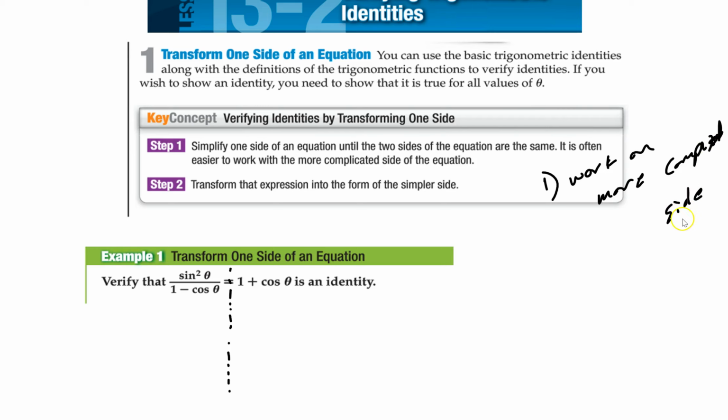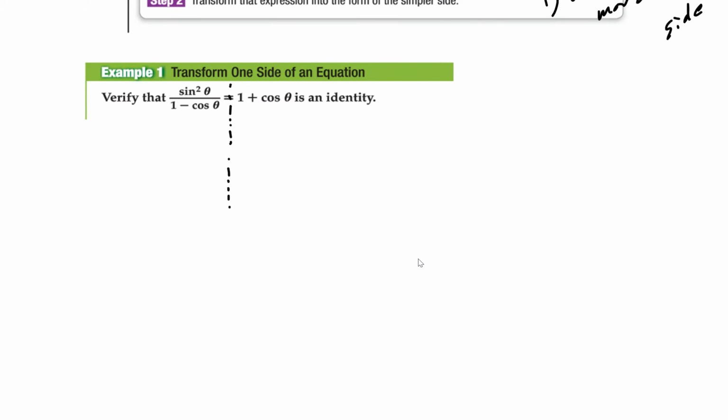This is complicated. Like here, I can't do anything over here. 1 plus cosine is nothing. There's nothing I know about 1 plus cosine. This side I can work with. Now, again, this will be more advanced. So first thing, notice how everything's a cosine. I probably want to get rid of that sine squared. So you gotta think, what does sine squared equal?